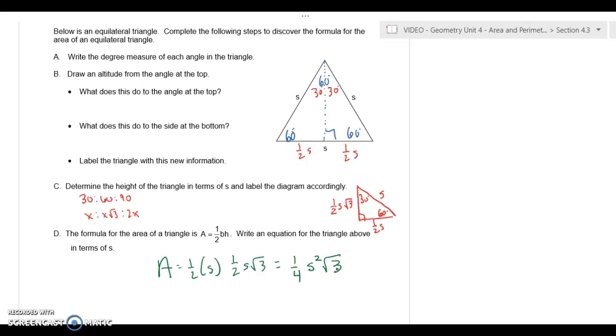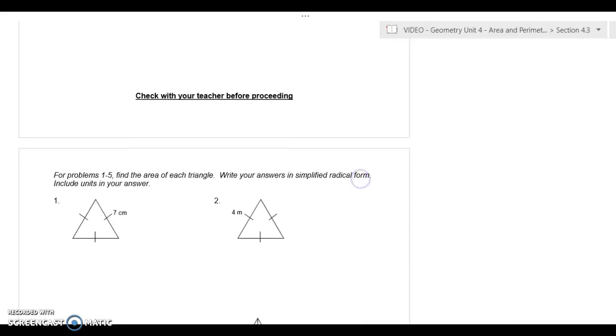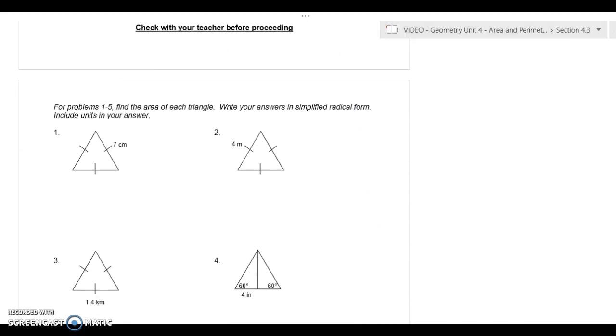That formula can be used to find the area of an equilateral triangle if you know the measure of one of the sides. And again, all the sides are going to be the same. So that's an important one for us to remember. Let's do a couple of practice problems with this and kind of wrap it up.